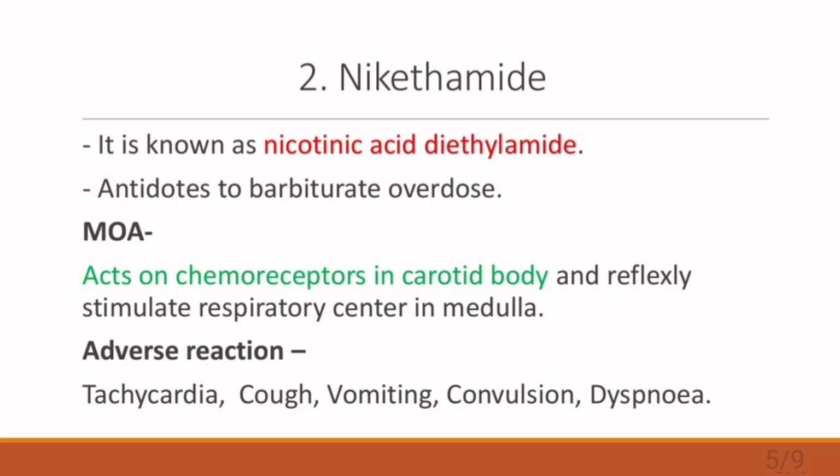Nicotinamide is known as nicotinic acid diethylamide. It is the antidote which is used to treat barbiturate overdose. Mechanism of action: it acts on the chemoreceptor in the carotid body and reflexly stimulates the respiratory center in the medulla. It was previously known by the trade name Coramine, and it is a central nervous system stimulant that primarily impacts the respiratory cycle. Adverse effects include tachycardia, coughing, vomiting, convulsion and dyspnea.